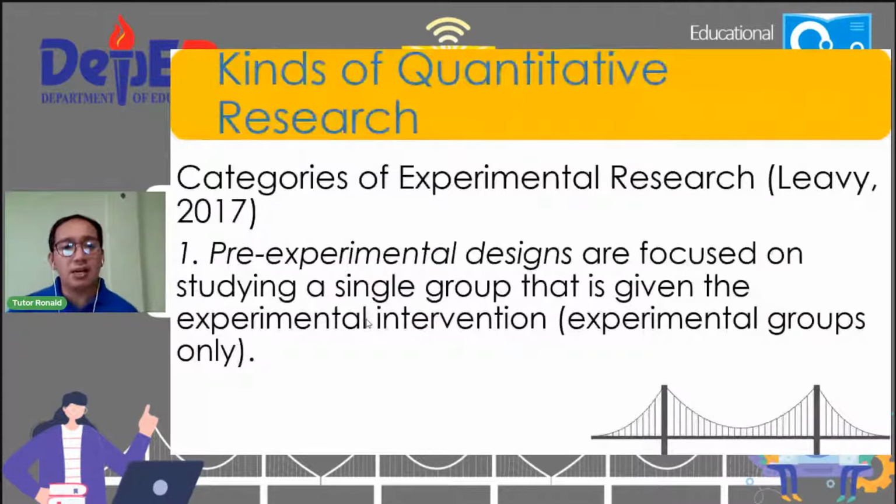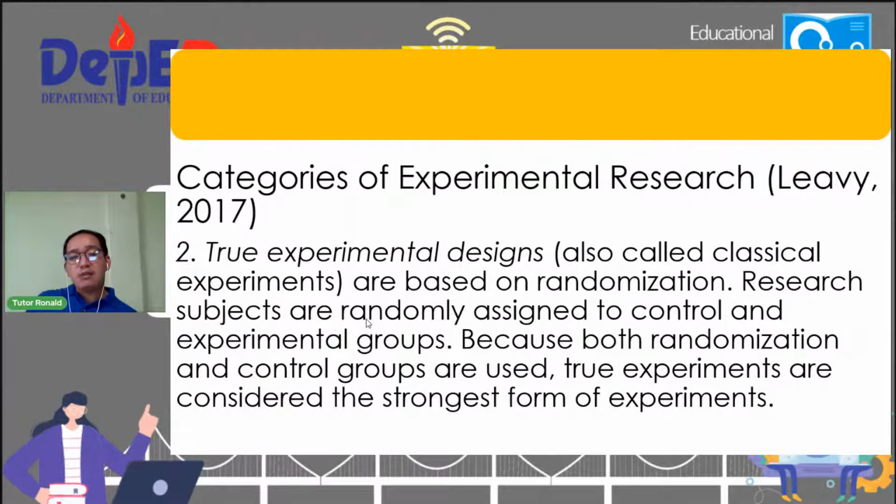Next, the next category is true experimental design, also called classical experiments. These are based on randomization. Research subjects are randomly assigned to control and experimental groups. Because both randomization and control groups are used, true experiments are considered the strongest form of experiments, no? Kaya nga true experimental design. So in here, unlike po sa pre-experimental na isa lang po yung group, dito po meron pong control and experimental group. And this uses random sampling, no? The participants are randomly selected. Okay, randomly selected. And again, this is considered the strongest form of experiments.